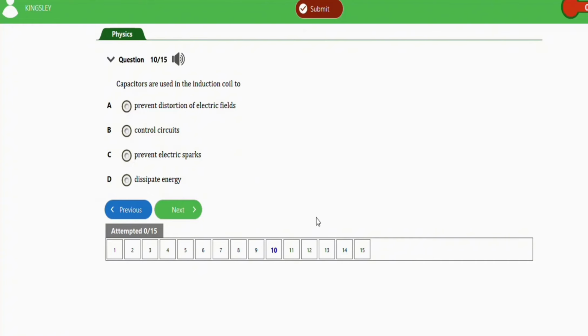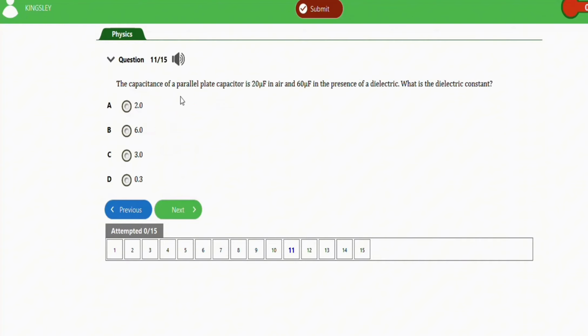Alright, the next question will be this one. It says, the capacitance of a parallel plate capacitor is 20 microfarad in air and 60 microfarad in the presence of a dielectric. What is the dielectric constant? I think we have solved this question before. So it's still the same formula to apply. The microfarad in the presence of the dielectric, which is 60, over the microfarad in air, which is 20. So when you divide, you're going to have 3. So the right option to the question is option C. That's the dielectric constant.